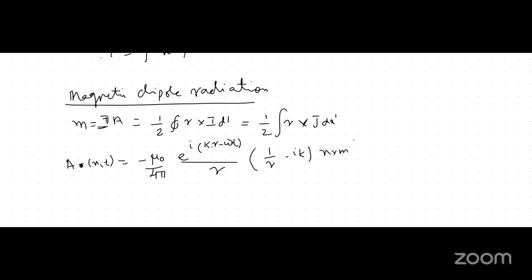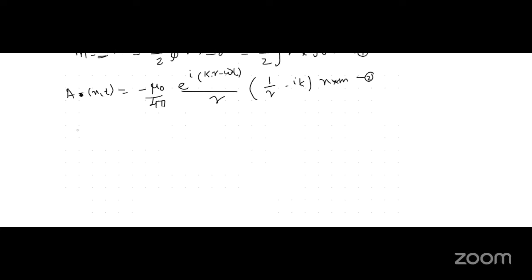By using this equation, for the magnetic field due to dipole radiation, we use the expression for A of x,t which we have. These two equations we will use to get the magnetic dipole radiation. Generally, B of x,t is equal to del cross A of x,t. This is the magnetic dipole radiation.